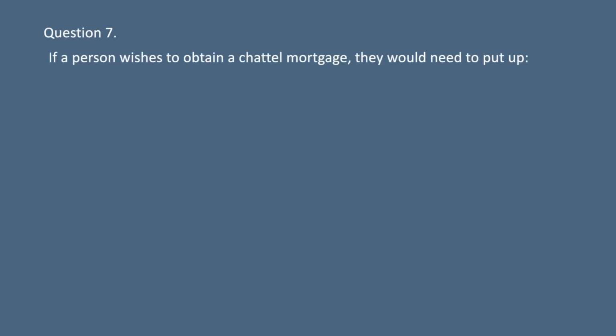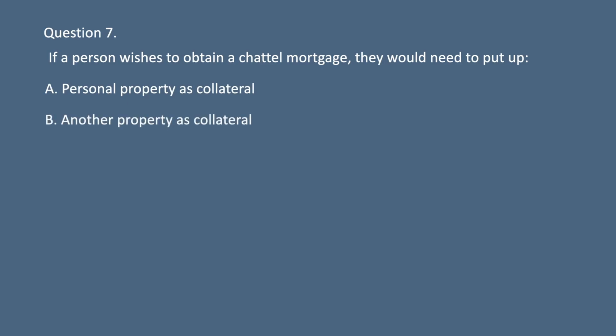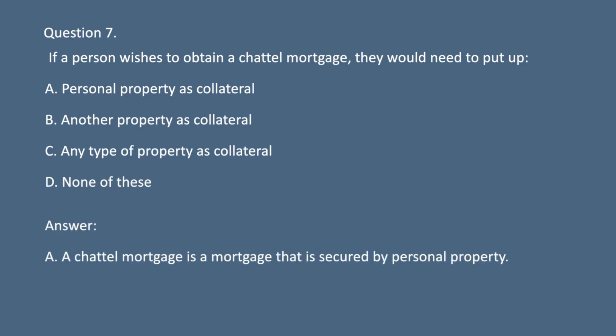Question 7. If a person wishes to obtain a chattel mortgage, they would need to put up A. Personal property as collateral. B. Another property as collateral. C. Any type of property as collateral. D. None of these. Answer. A. A chattel mortgage is a mortgage that is secured by personal property.